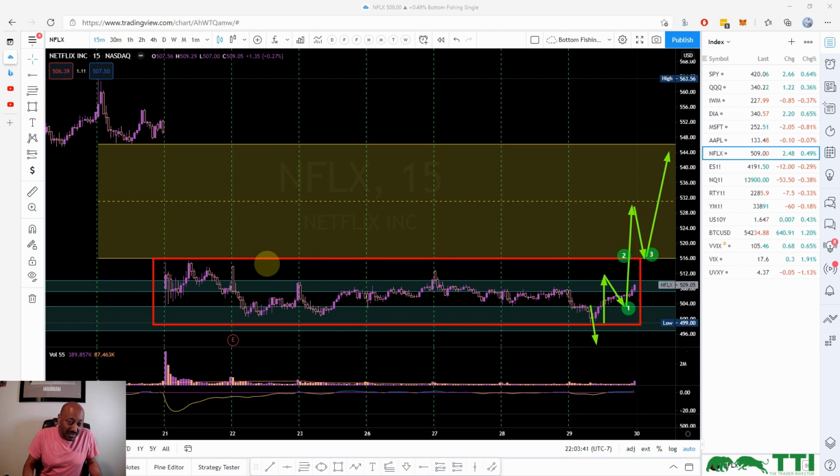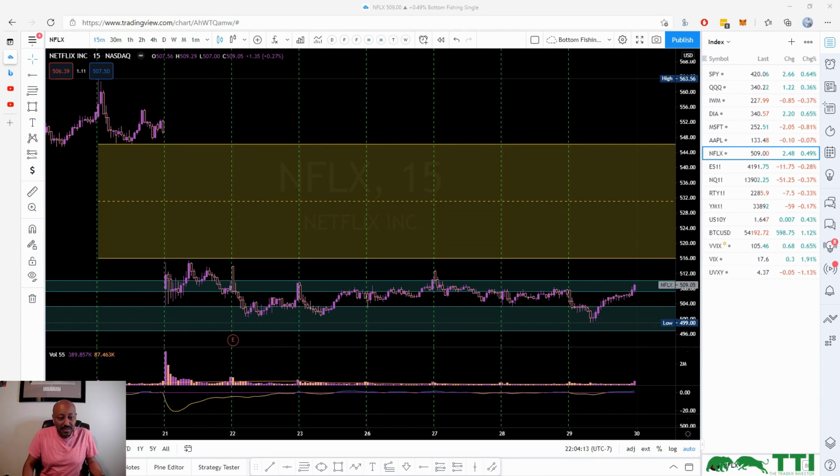But what I see in Netflix is exactly an accumulation or a distribution, whichever way, let the charts tell us. If it's a distribution, then price is going to give us a UTAD, meaning upthrust after distribution, and price is going to break, and price never goes above that area again. So that's what we will see if this is a redistribution.